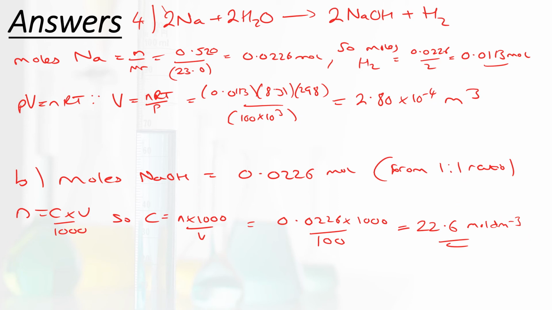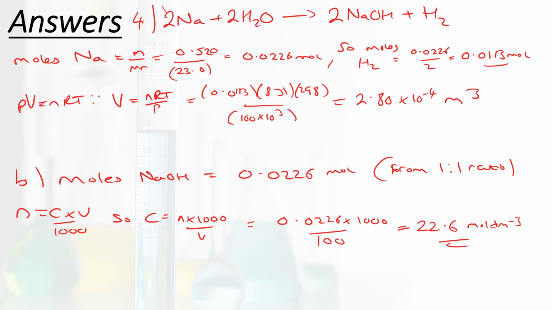Finally, question 4. So the first part of this was to calculate the volume of hydrogen gas evolved when we've added sodium to water. So the first thing in questions like this I would always do is write the chemical equation down. So we're going to put sodium into water, sodium plus H2O. This is going to produce sodium hydroxide and hydrogen gas.